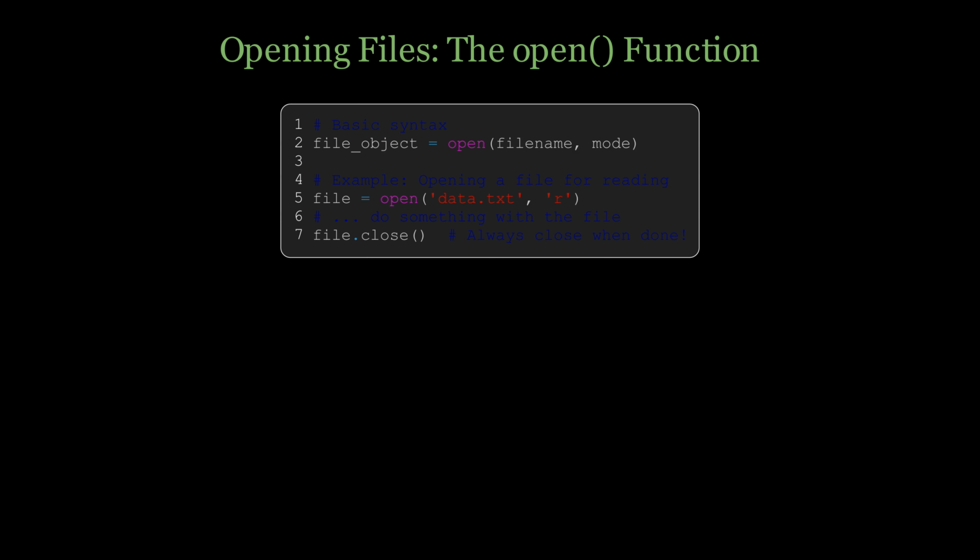Then close it when finished. Closing files is crucial. It frees system resources and ensures data is properly saved. This warning cannot be overstated. Always close your files. Forgetting to close files can cause memory leaks, prevent other programs from accessing files, and risk data loss. Python provides better ways to handle this automatically, which we'll see shortly.